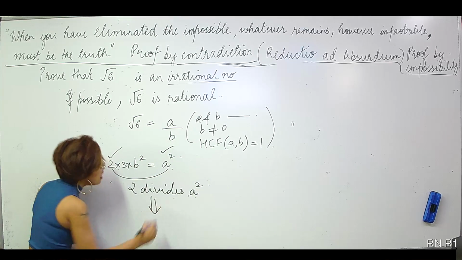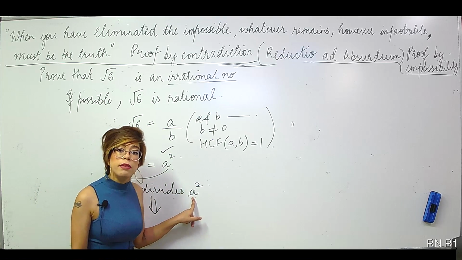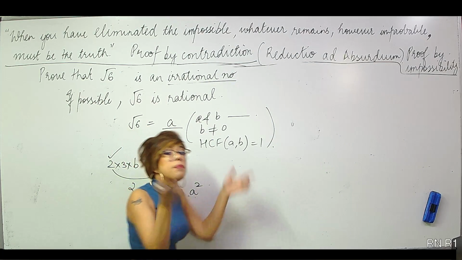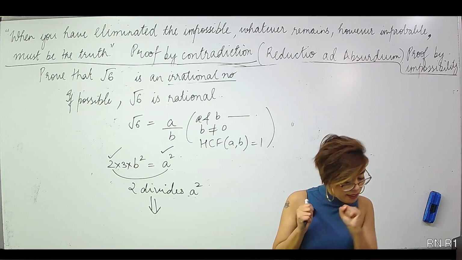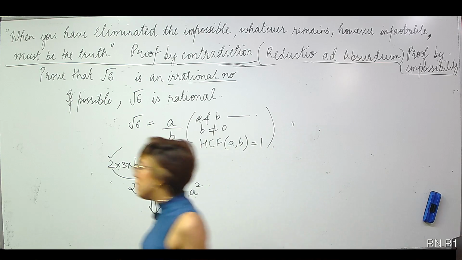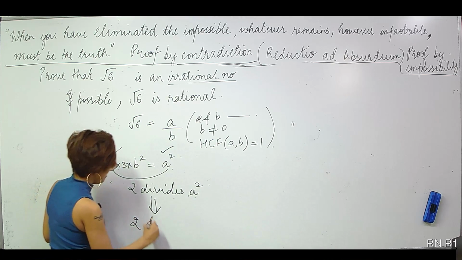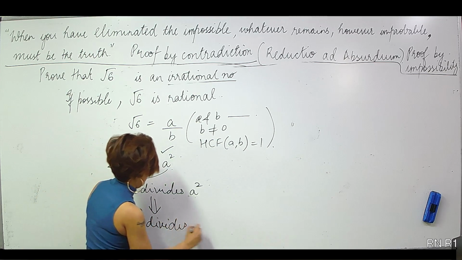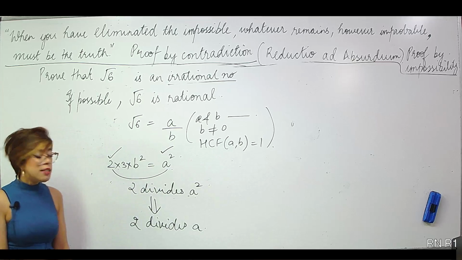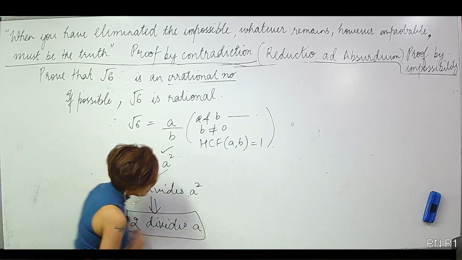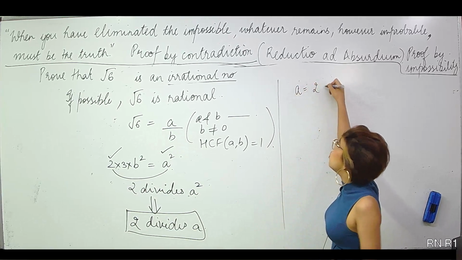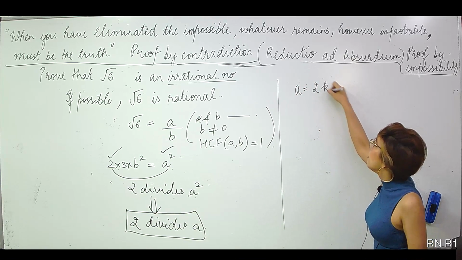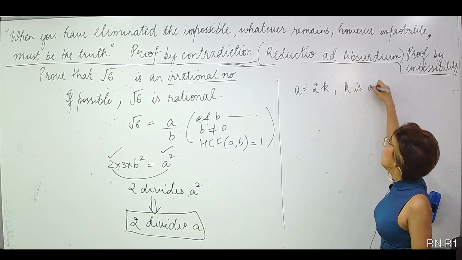That means 2 is present in the prime factorization of A square, right? If 2 is present in the prime factorization of A square, will it be present in the prime factorization of A? Yes, it will be. So we can say that 2 divides A. Right? We have established that 2 divides A. That means I can write A as 2 into something. So 2 into some integer, that is K. K is an integer.